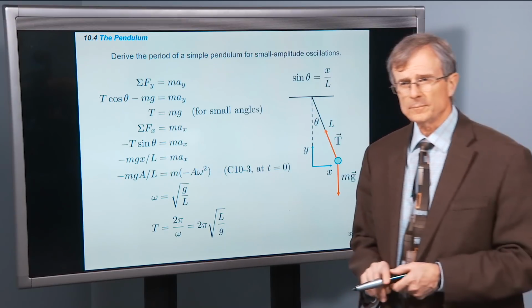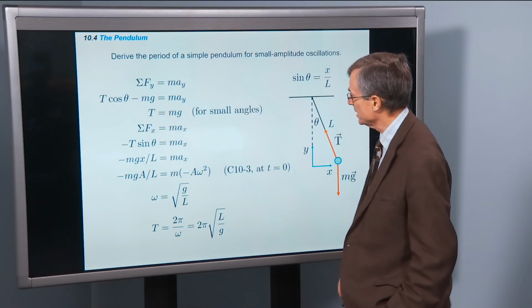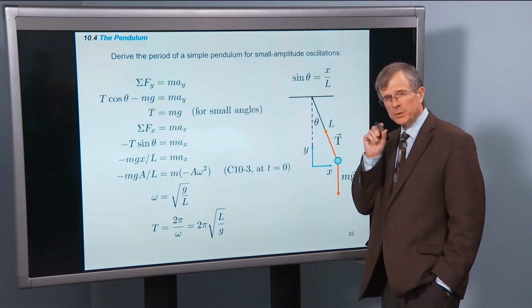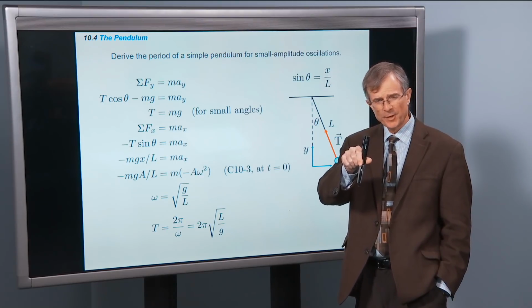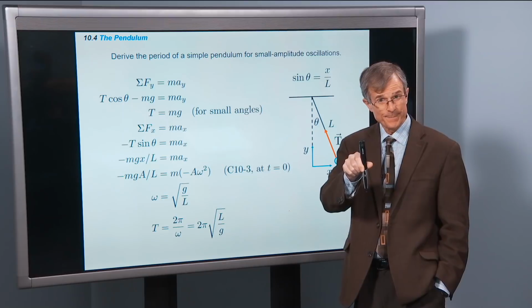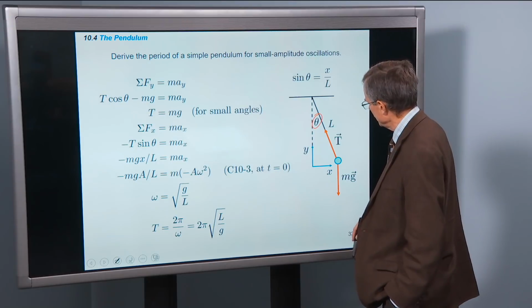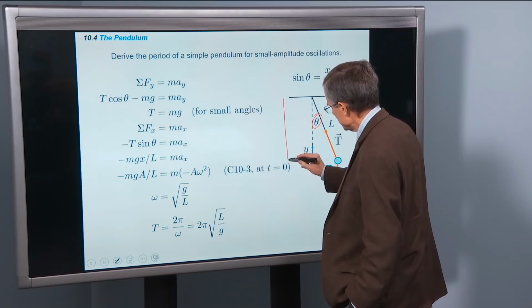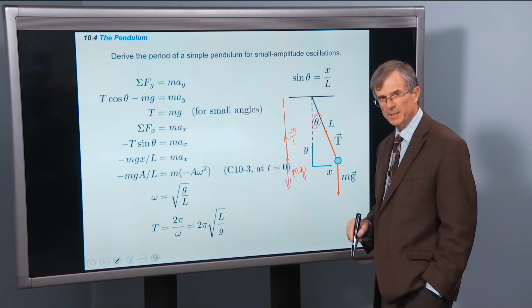Okay, we're going to derive the period of a simple pendulum for small amplitude oscillations. For small amplitude oscillations, like we talked about in the demo video, those are ones where the string never moves very much away from the vertical position. So this angle here is going to be small. If it's small, then the string is essentially vertical, and gravity and tension are essentially opposite each other.